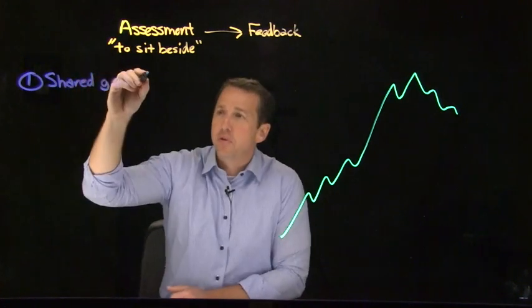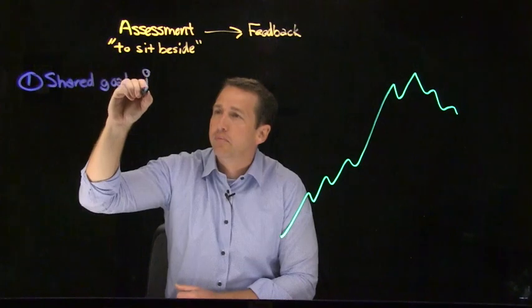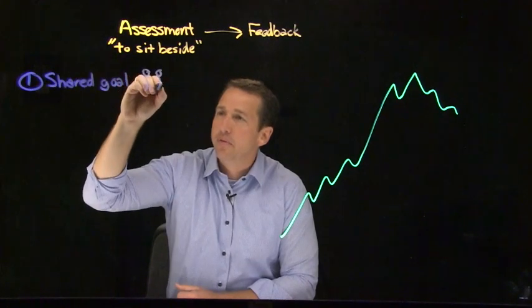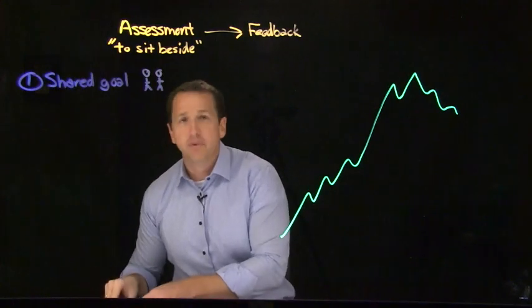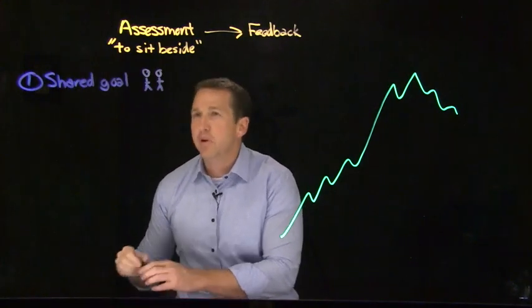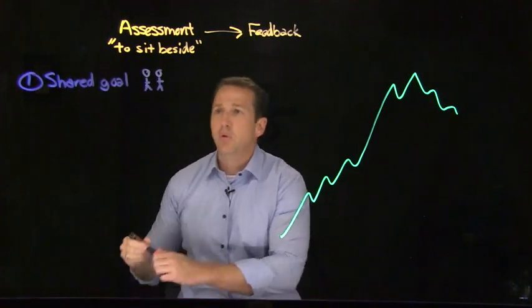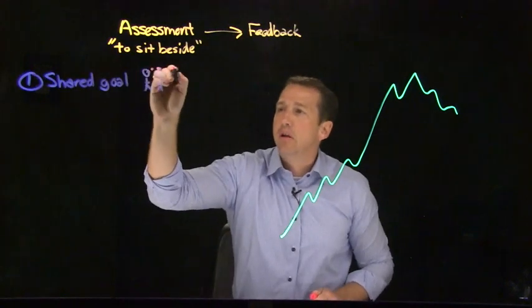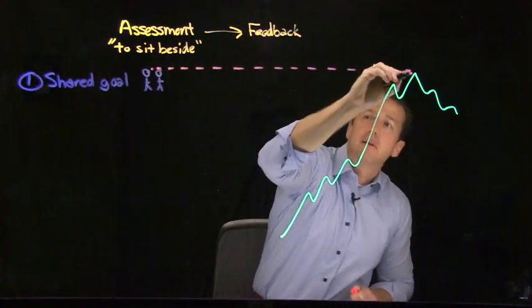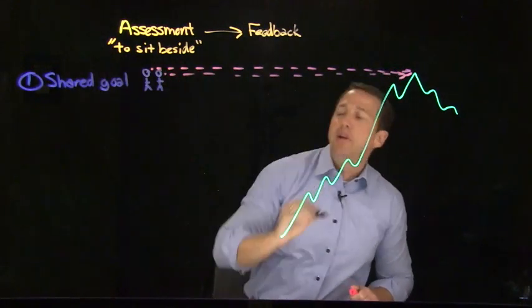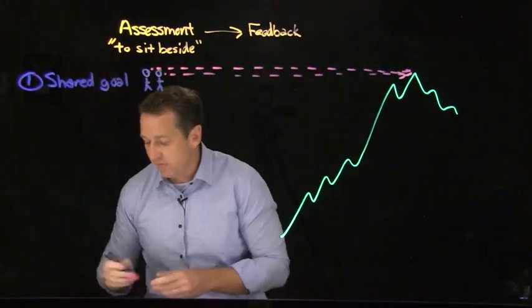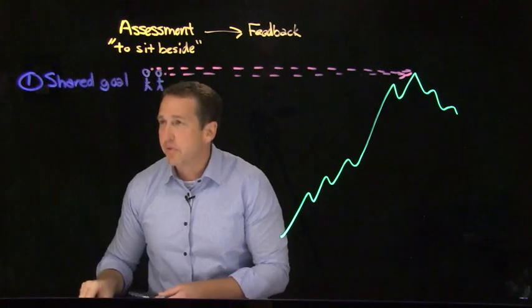So teacher and student, or students, plan and agree on what that goal will be. And in this case, we are going to say that that goal is to get to the top of that mountain. Both the teacher and the student recognize this is the goal. Step 2.